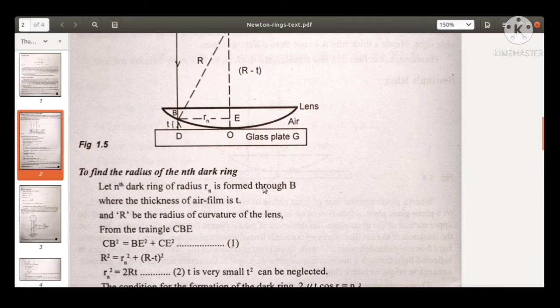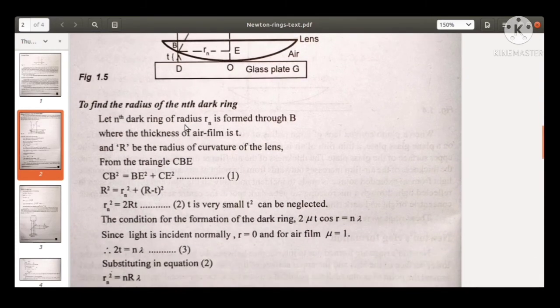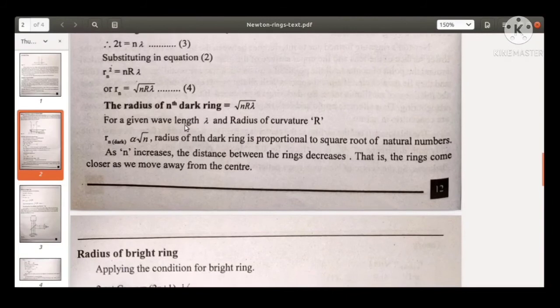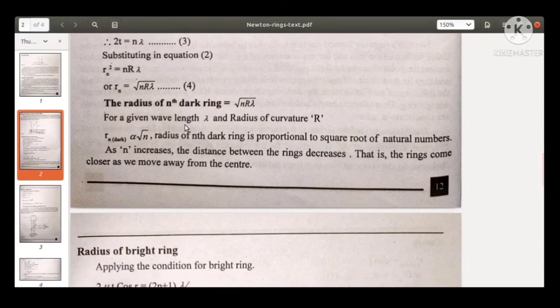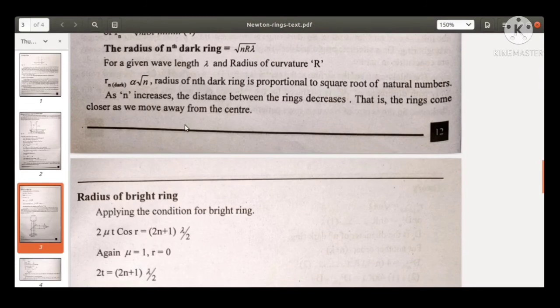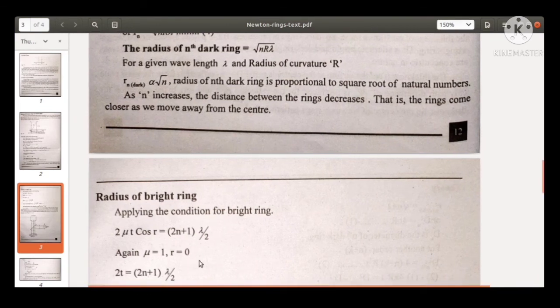That is, Rn is increasing as n is increasing. n increasing means the natural number increases. That is, as we are counting the rings 1, 2, 3, etc., Rn is increasing as we count more and more rings, and also the separation between the rings is decreasing. So the rings will be closer and closer when we are counting to higher and higher numbers of the rings. Now we can find the radius of the bright ring.